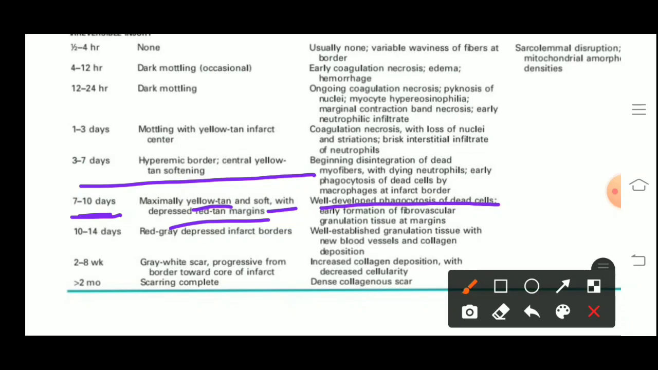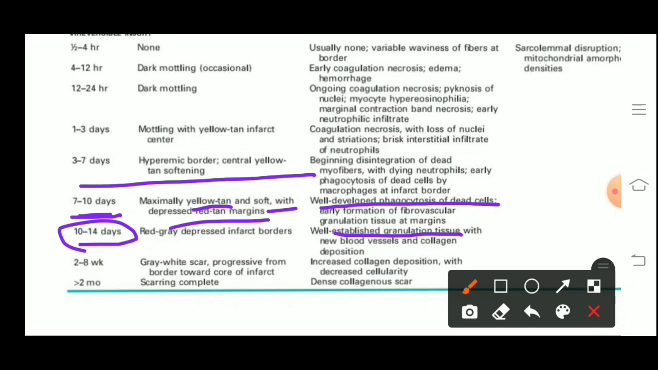Then after this, after 10 days, that is 10 to 14 days, what happens is well established granulation tissue formation occurs. You know, following the inflammation, granulation tissue occurs due to the synthesis of blood vessels, that is angiogenesis.